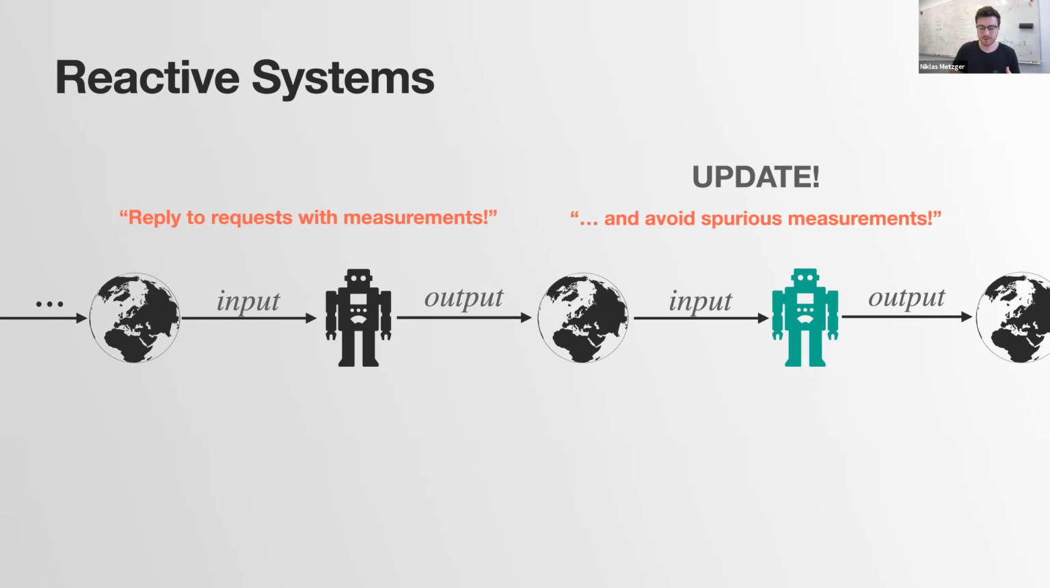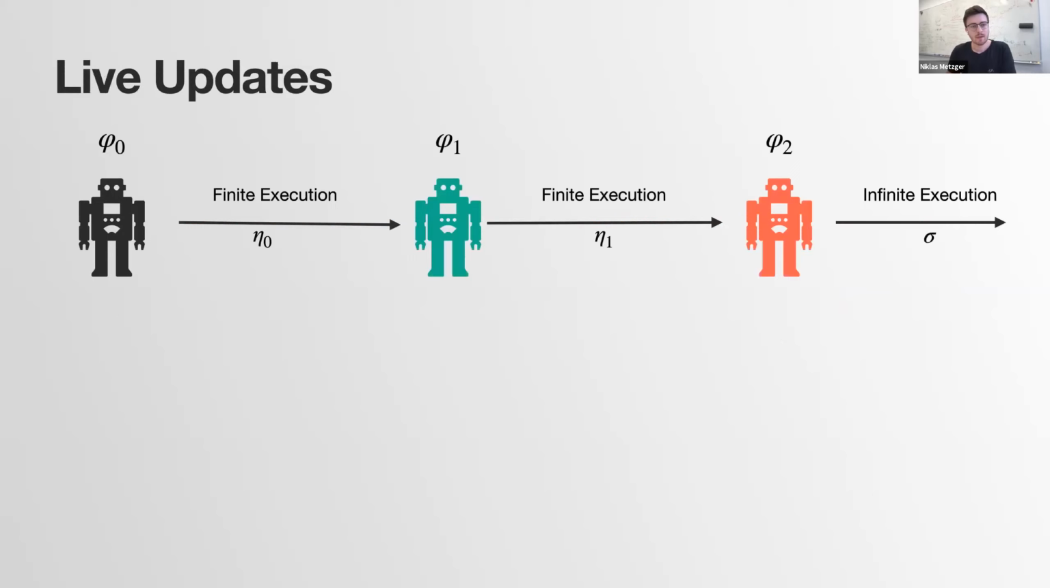So what actually happens here is, if we allow live updates in reactive systems, then we do not only have one explicit implementation that is then run forever, but we get a sequence of implementations. So we have one black robot with one phi0 specification, it will be executed. At some point, this execution has to be interrupted. We have a new blue robot satisfying a new specification, and so on.